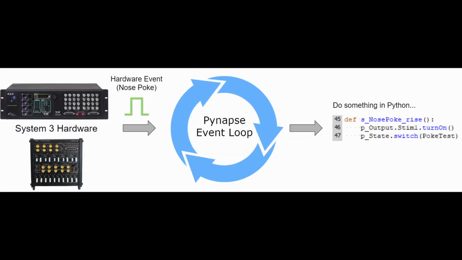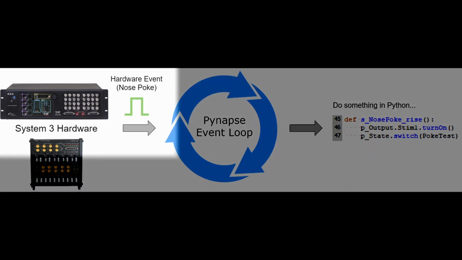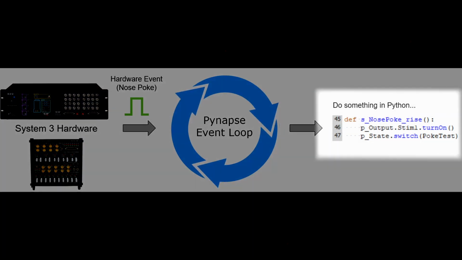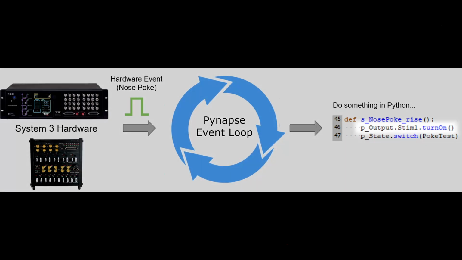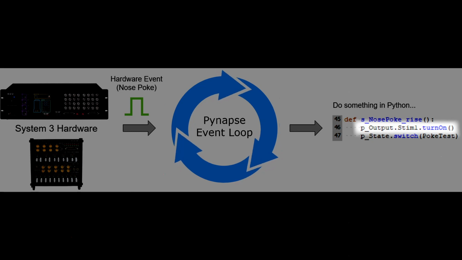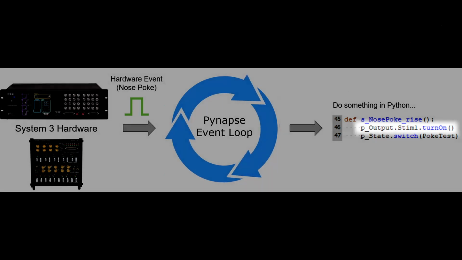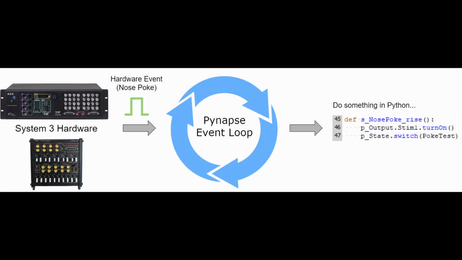Pynapse integrates your behavioral logic with the state of the hardware. Behind the scenes, Pynapse is constantly checking the RZ for changes to the icon input states, and then it runs any Python functions that we've written to react to those events. These functions are small chunks of code that we typically refer to as slot methods. Calls to these methods are logged and timestamped. Pynapse then sends any scripted changes to the icon outputs or parameters back to the RZ. All of this happens in milliseconds.